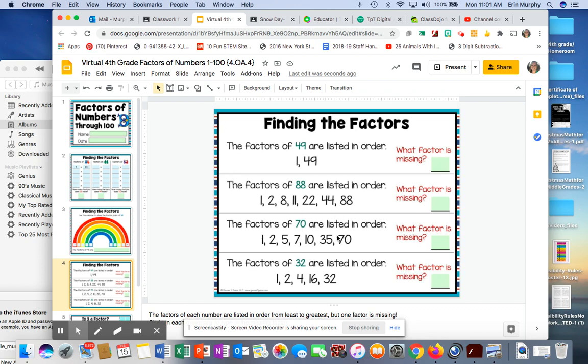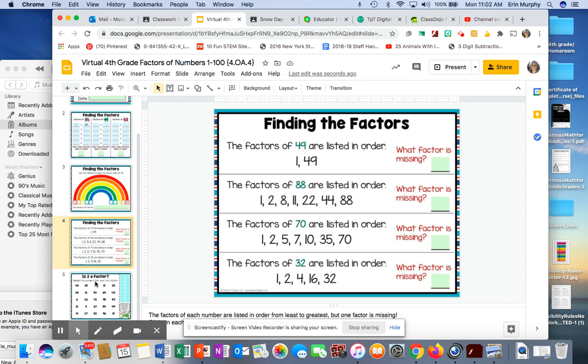1 times 70 equals 70. 2 times 35. 5 times, I don't think it's 5 times 10. I would divide 5 into 70 and see what times 5 equals 70, because I don't believe it's times 10. For 32, 1 times 32 equals 32. 2 times 16. 4 times something equals 32. Figure out what that missing number is.